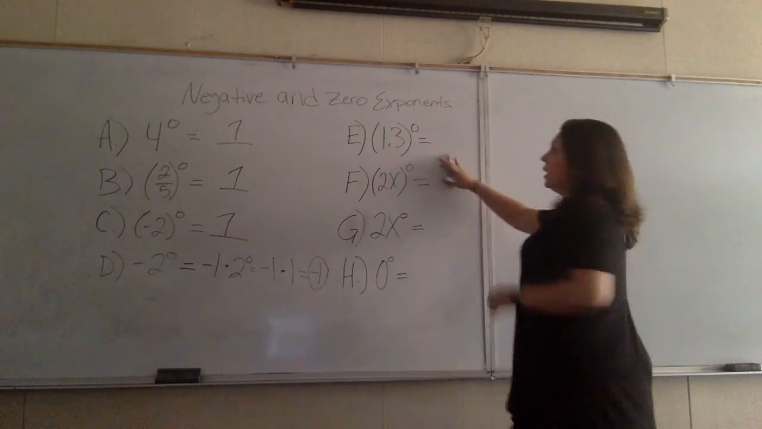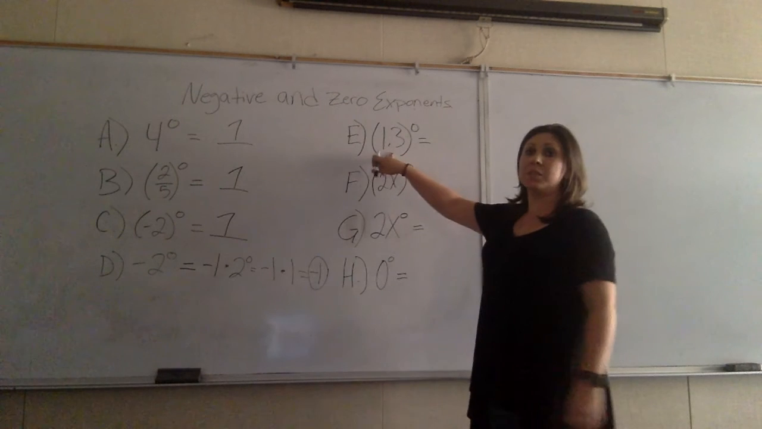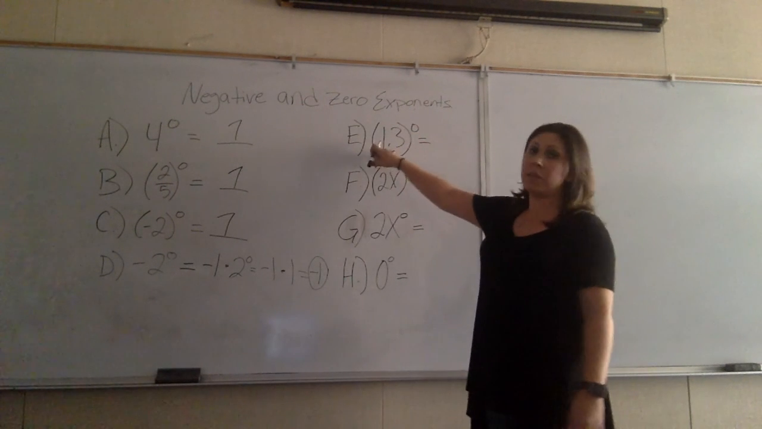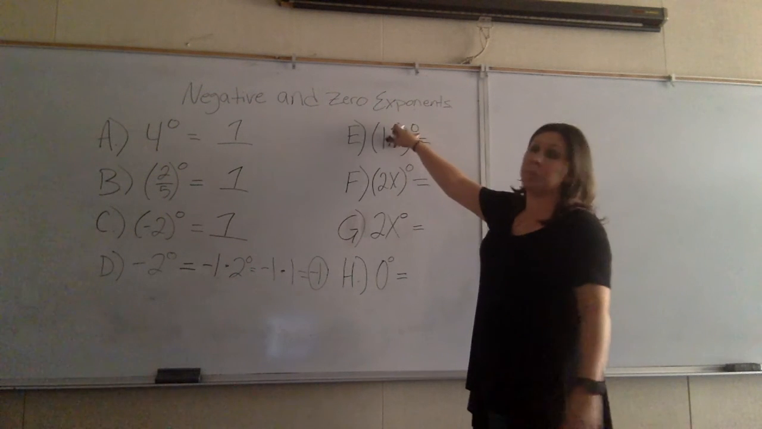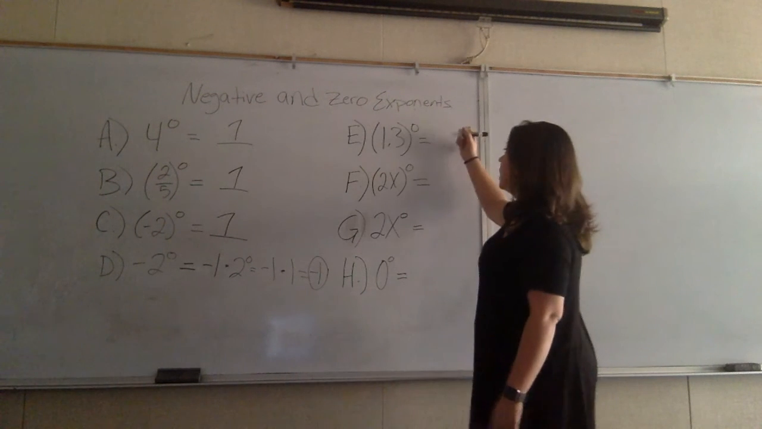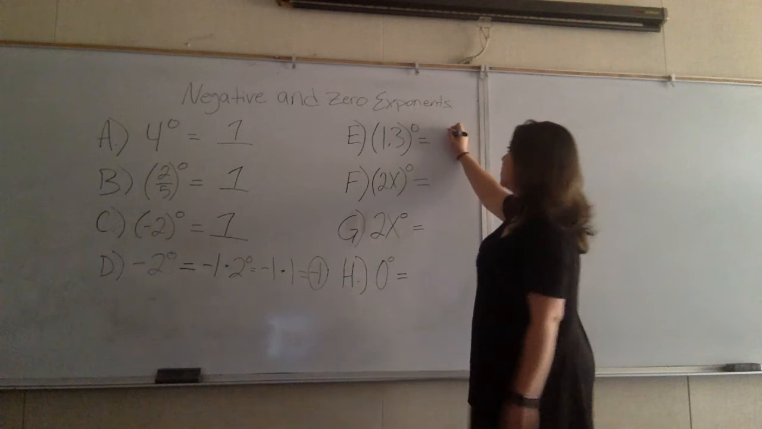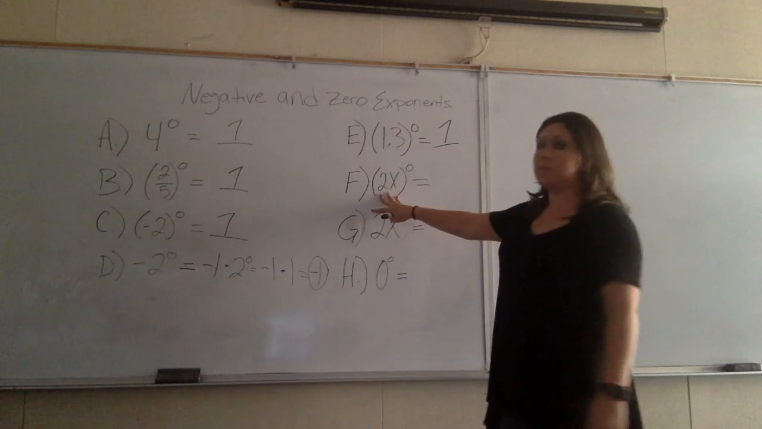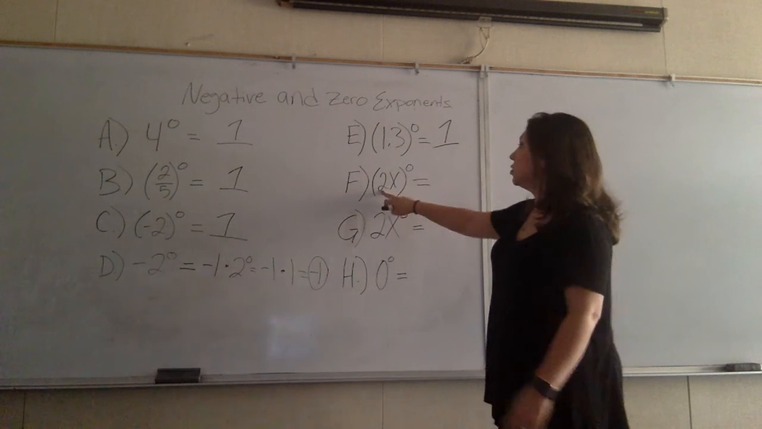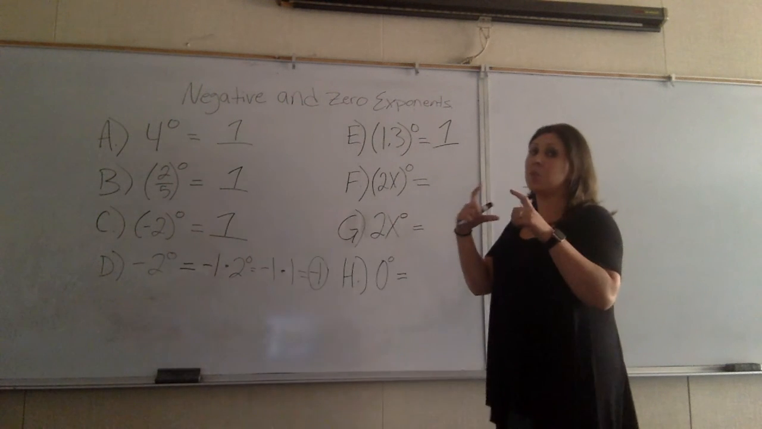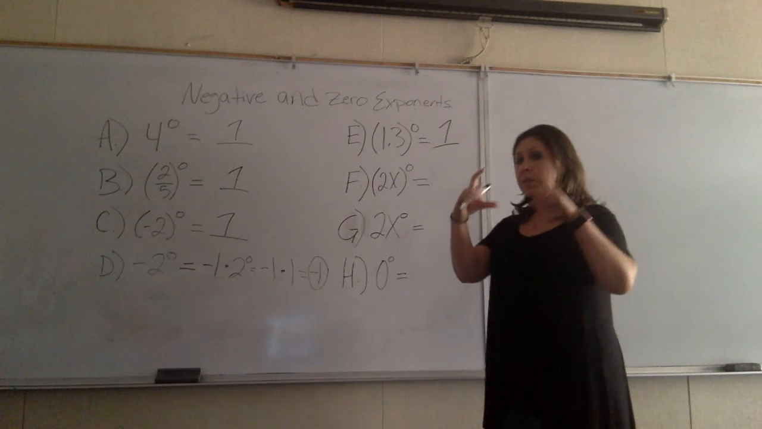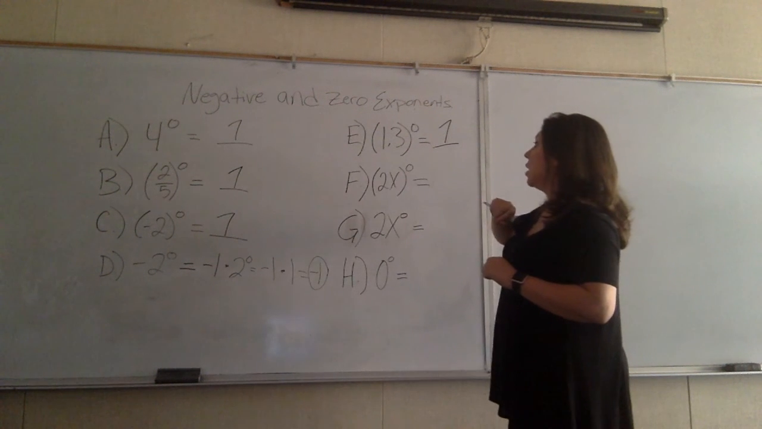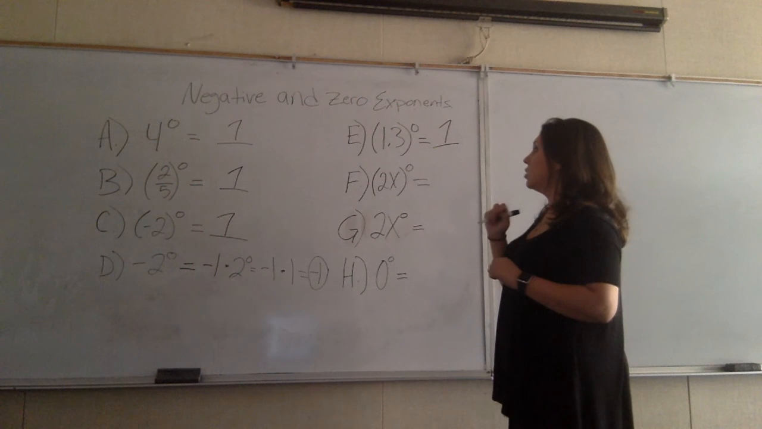When I come over here, I have a decimal to the 0 exponent. So even though I have a decimal, it doesn't matter. I'm still going to get the answer of, that's right, 1. Again, I see parentheses. This lets me know that the 2 and the x are being treated as if they're one number. So parentheses lets me know that they are together. And you have that to the 0 exponent.